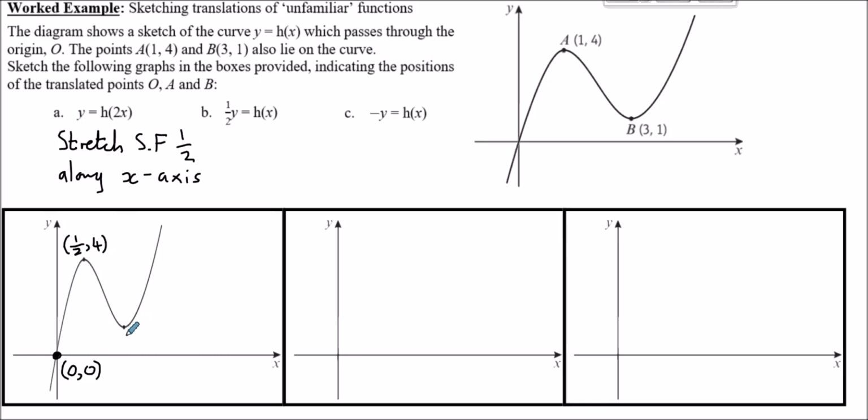And this minimum, the 3 gets halved, 3 divided by 2, we can just leave as 3/2, comma 1.